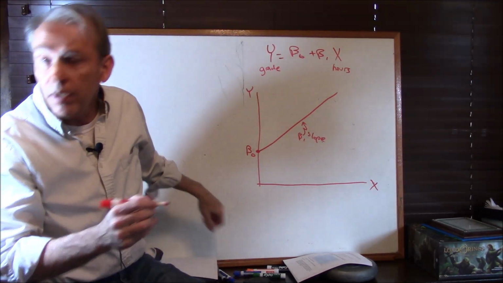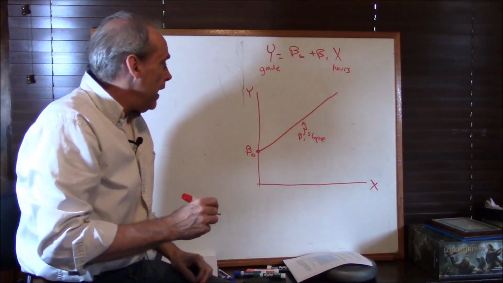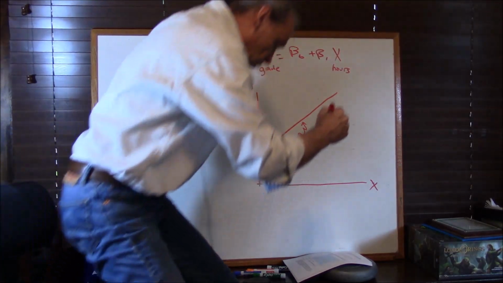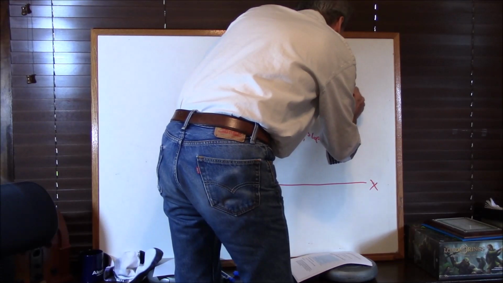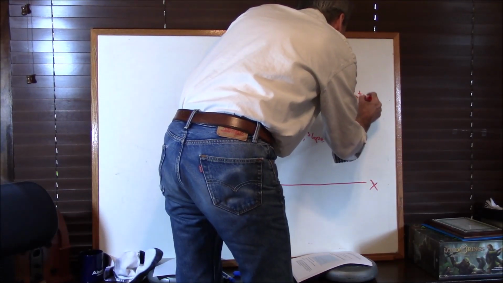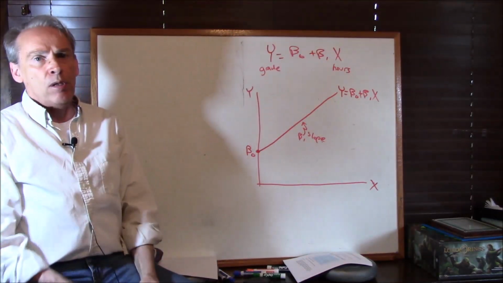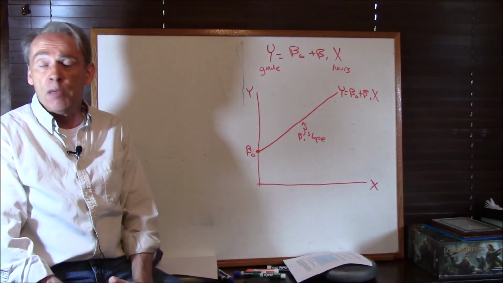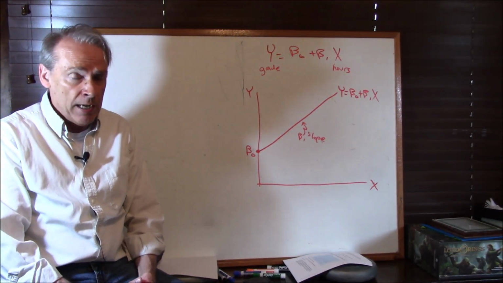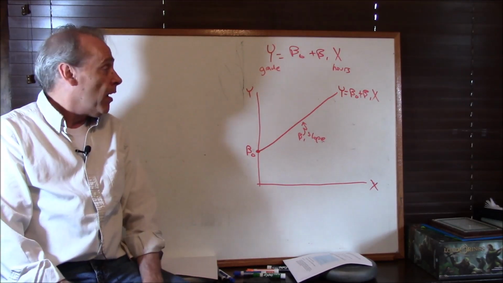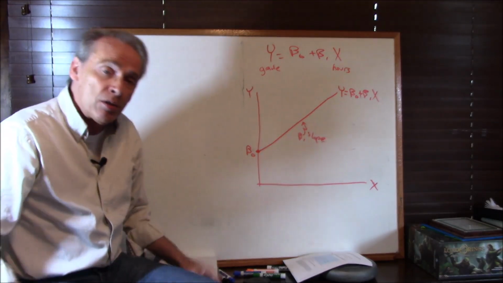Beta sub 1 is the slope, right? Let me write the equation of the line out over here. Y equals beta sub 0 plus beta sub 1 x. Now notice I drew a positively sloped line. I'm assuming that the relationship between hours of study and grade is a positive one. And I also drew it as a straight line.